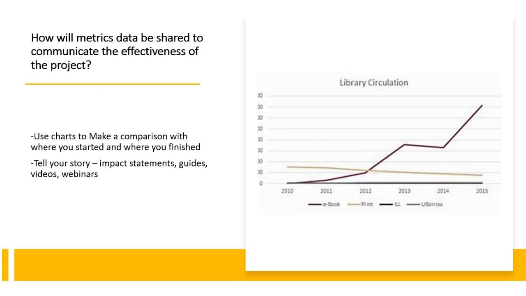And then you want to make sure too in your planning how these metrics are going to be shared, and how they are going to show the effectiveness of the project. So anytime you can show from where you started and where you finished through a graph, charts, anything like that, that is helpful as well. And that's not really in the writing process, but it needs to be incorporated in your thinking process so that you can tell your story down the road.